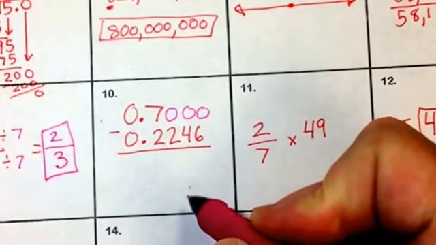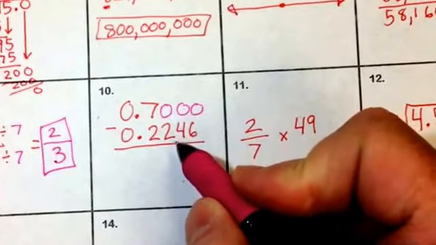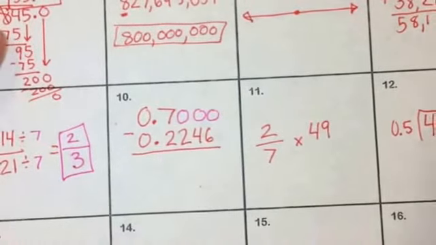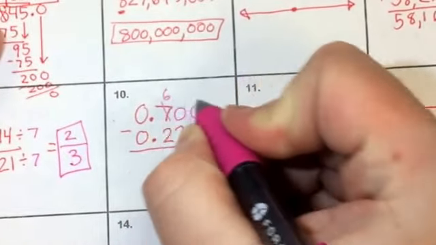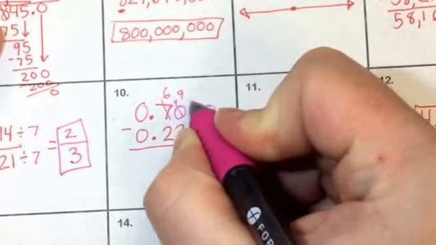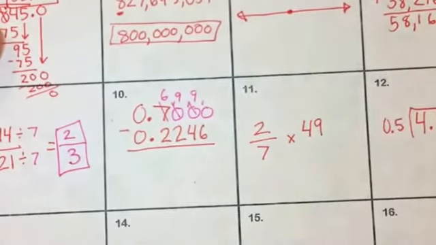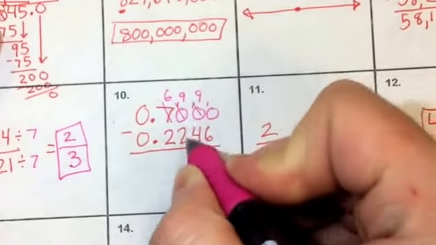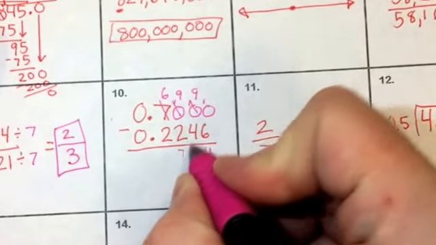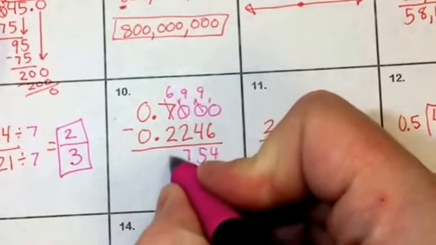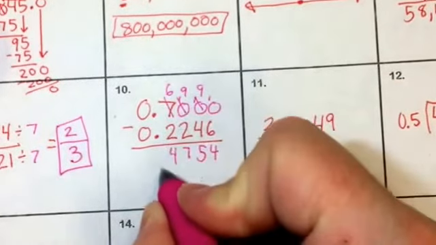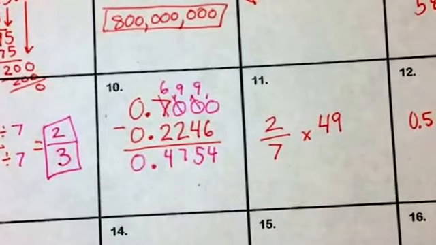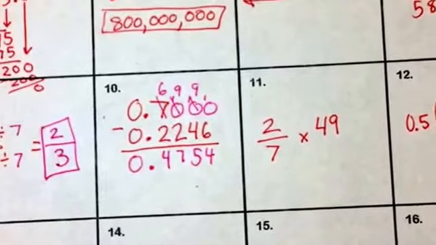6 cannot be subtracted from 0. 4 cannot be subtracted from 0. 2 cannot be subtracted from 0, but 2 can be subtracted from 7. So I'm going to borrow from that 7. Change that into a 6, 10, pass it down, 9, 10, pass it down, 9, 10. 10 minus 6 is 4, 9 minus 4 is 5, 9 minus 2 is 7, 6 minus 2 is going to be 4. My decimal comes straight down, my 0 comes straight down. So that leaves me with 4,754 10,000ths.